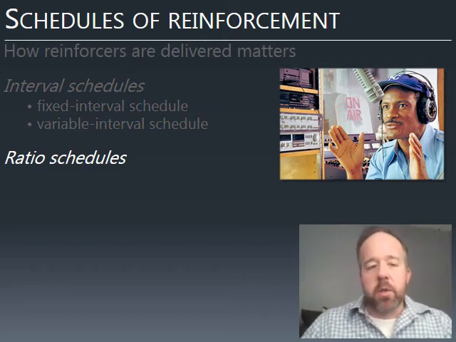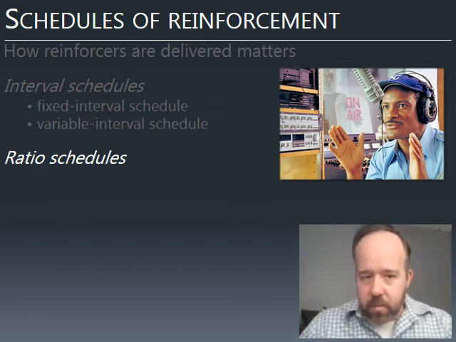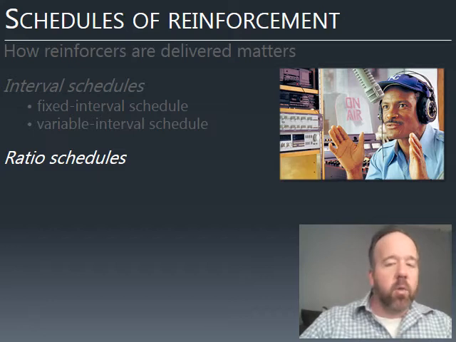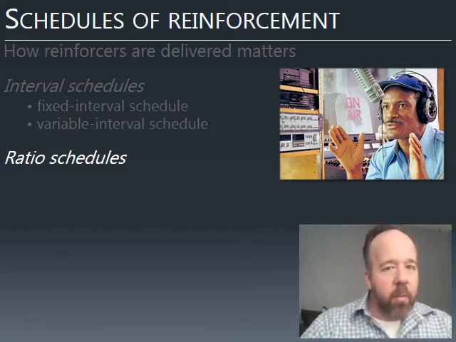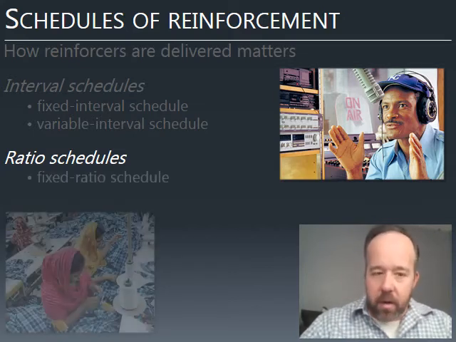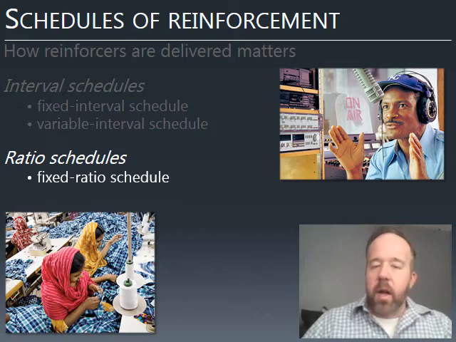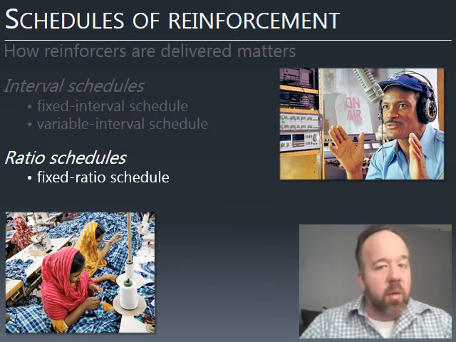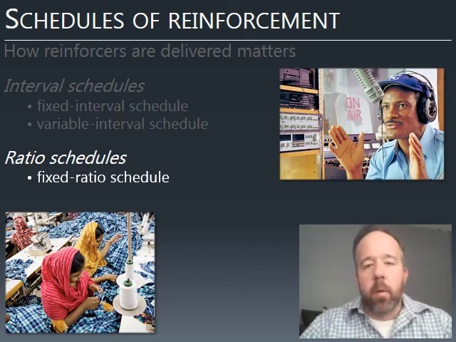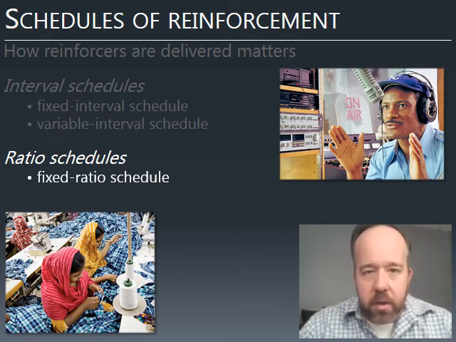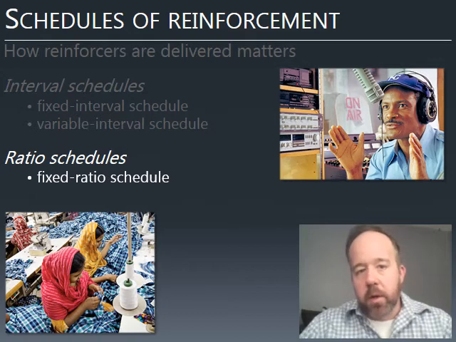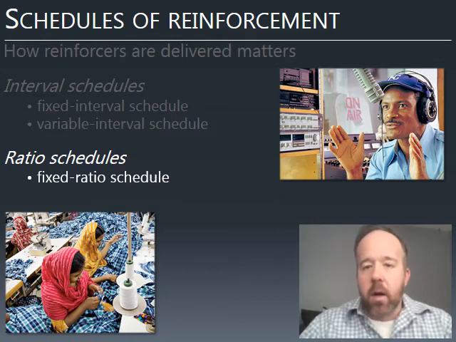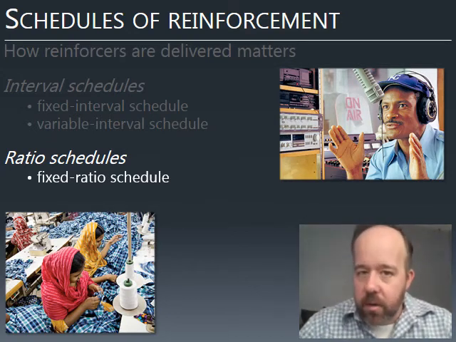The other kind of schedule is called a ratio schedule. And these are where effort matters. It's not the amount of time, it's the number of responses that are made. So in a fixed ratio schedule, the person or the animal is rewarded for a certain number of responses, a certain number of behaviors. So in a Skinner box, a mouse might press the lever over and over again, and it gets a food pellet for every 10th press.